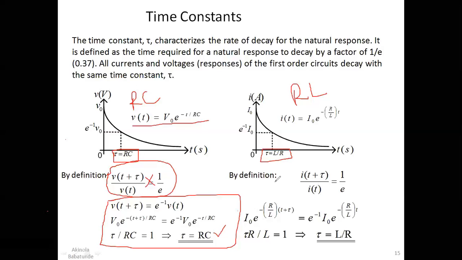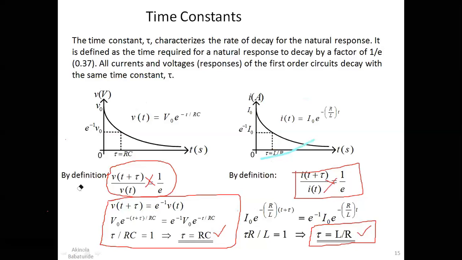Also, by definition for the RL circuit, you find out that 1 over E is equal to I of t plus tau divided by I of t. So if you linearize this by cross multiplying, and then solve for tau, you will find out that your tau is equal to L over R. Okay, this is also very important to pay attention to.